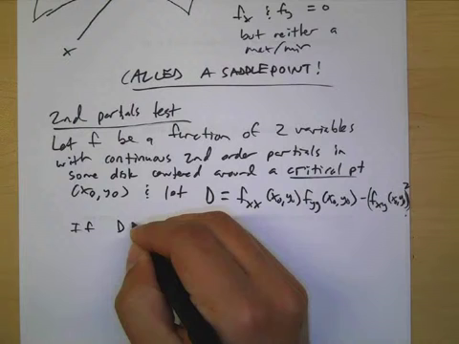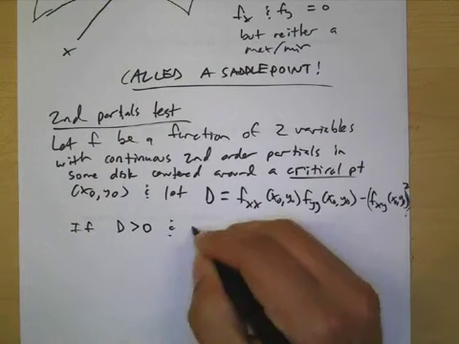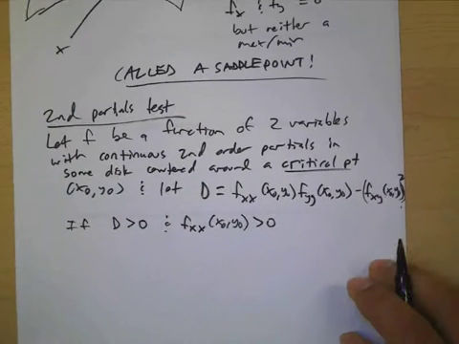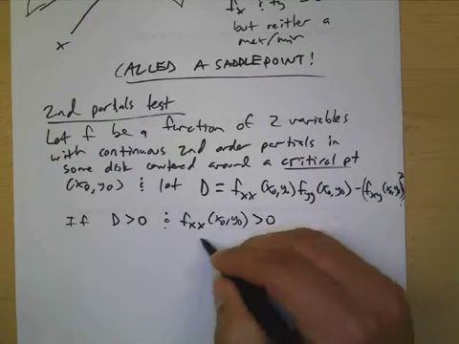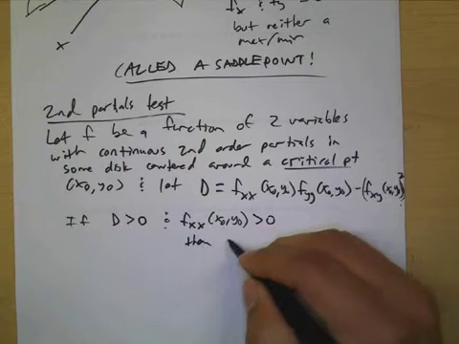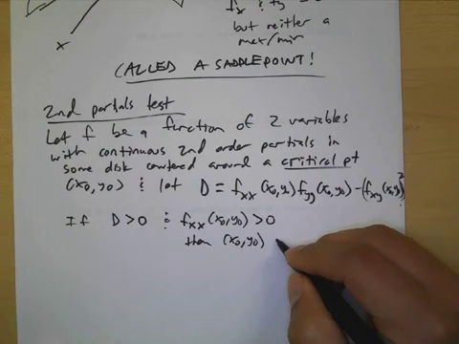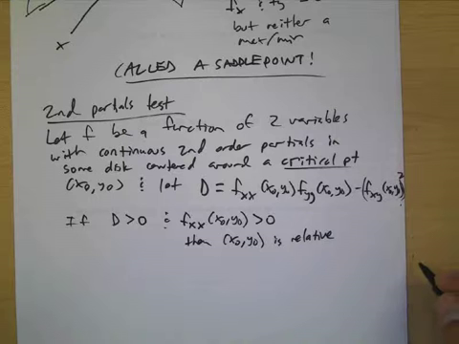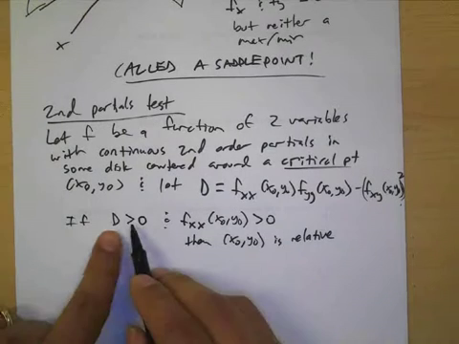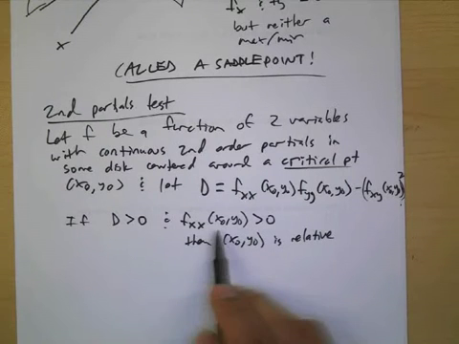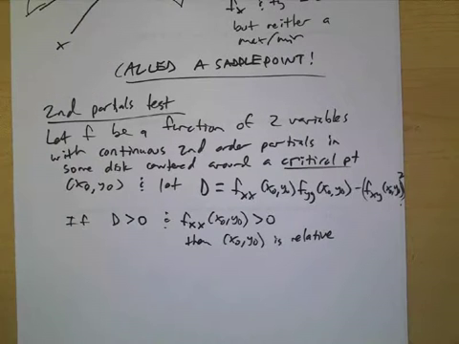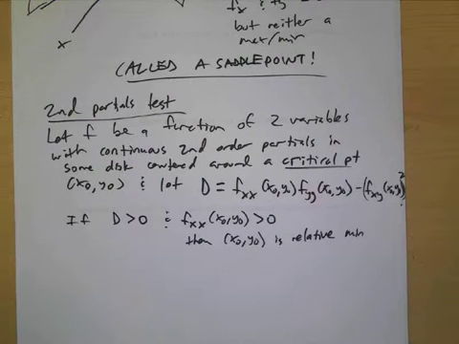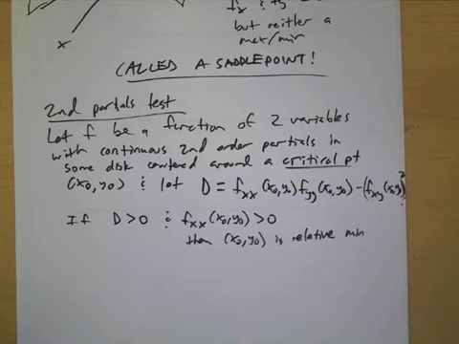Now, if D is greater than 0 and partial xx at that point is also greater than 0, then we have (x naught, y naught) being a relative... What would you guys guess here? If D is greater than 0 and partial xx is positive, that is correct, a relative minimum, because it tells you about concavity.